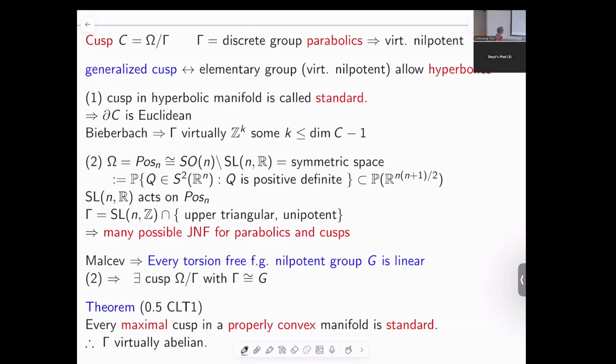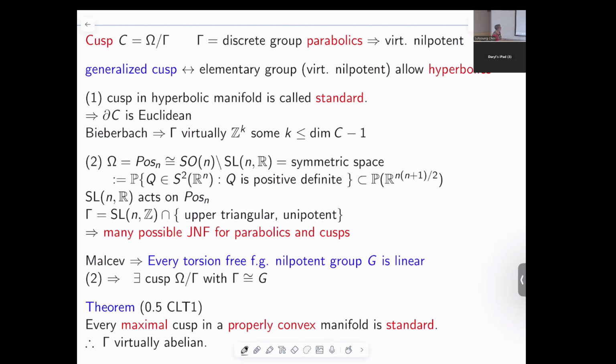A cusp in a hyperbolic manifold is called standard, and it has a Euclidean structure, and the Bieberbach theorems tell you that the fundamental group is virtually free abelian. A more interesting case is when you take the symmetric space for SL(n,R). You can realize that projectively: if you take the space of positive definite quadratic forms on R^n and projectivize it, that gives you a properly convex domain in a projective space of this dimension. And SL(n,R) acts on this domain.